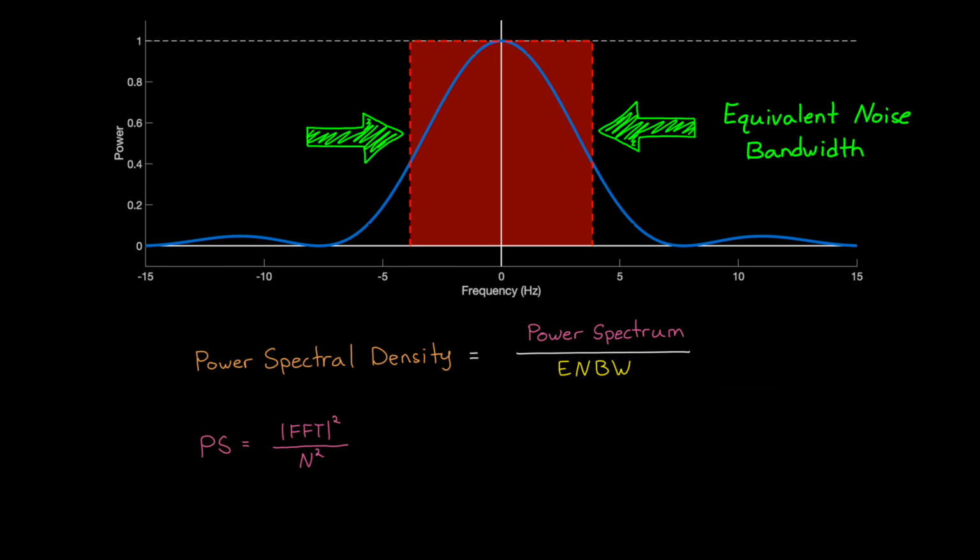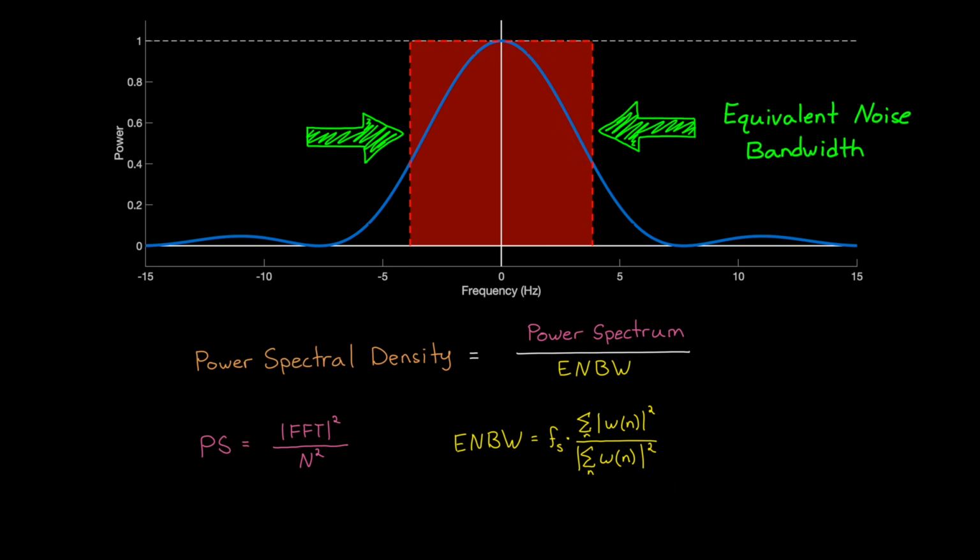And we know the power spectrum is the absolute value of the FFT squared divided by N squared. And this is the equation for the equivalent noise bandwidth for an arbitrary window. I'll leave a link below to a derivation for it, but the way that we read this is that we square each of the terms in the window, sum them all up and multiply that by the sample rate, and then divide by the sum of the window terms, which is then squared.